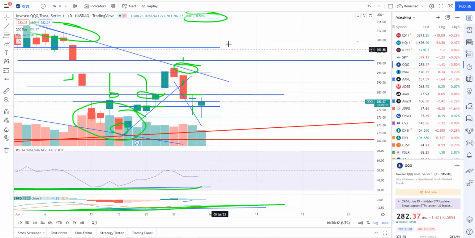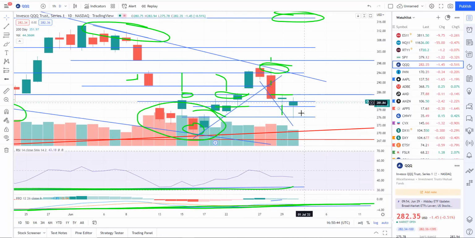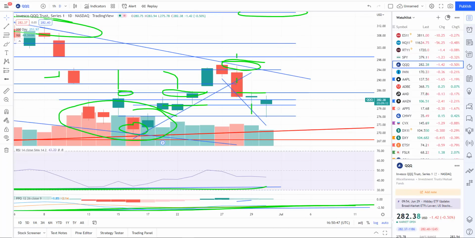Let's get into these charts. Starting off with triple Qs. Okay, pretty big reversal so far today. And so we're gonna look at that.